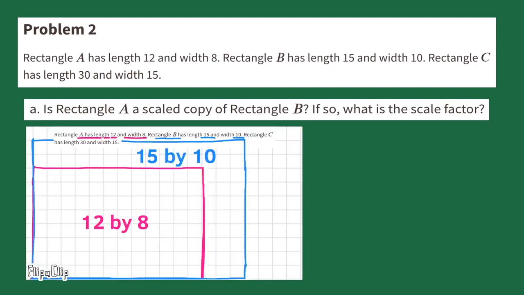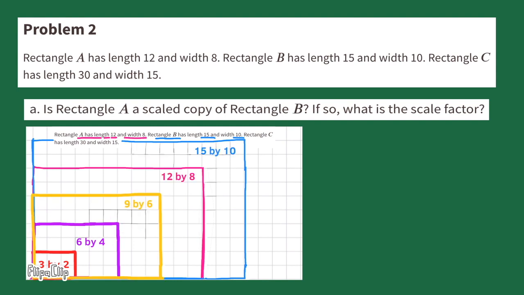I've illustrated both rectangle A at 12 by 8 and rectangle B at 15 by 10. Rectangle A looks like it could be a scaled copy of rectangle B, but just for fun, I'm going to draw some other rectangles that are scaled copies of rectangle B. If you were to draw that line through the corners like we did before, you would see that yes, rectangle A is a scaled copy of rectangle B, because that line would run perfectly through the corner of rectangle A and rectangle B.